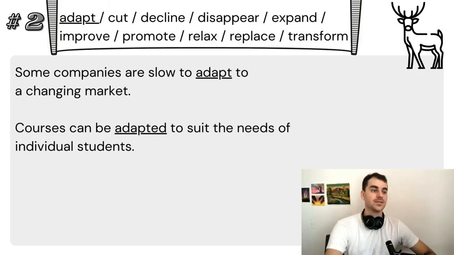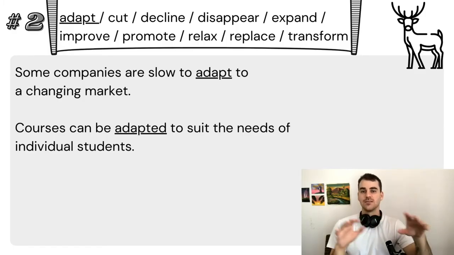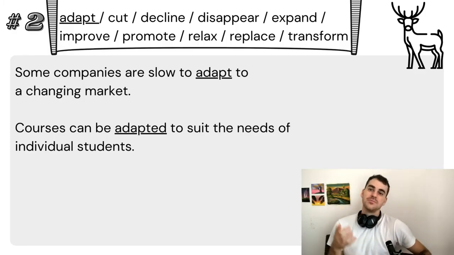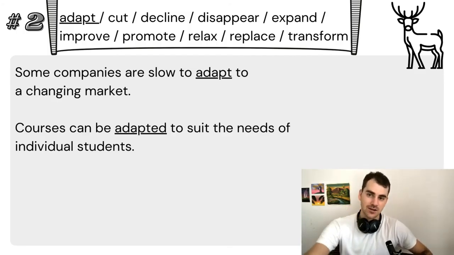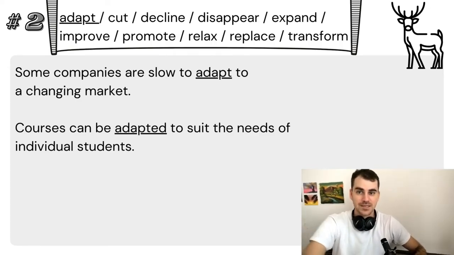Courses can be adapted to suit the needs of individual students. So the course was not perfect. It needed to be changed so that the student can learn from it. So we can adapt our business performance. We can adapt our teaching style, our courses. These are some of the ways that you can use adapt.